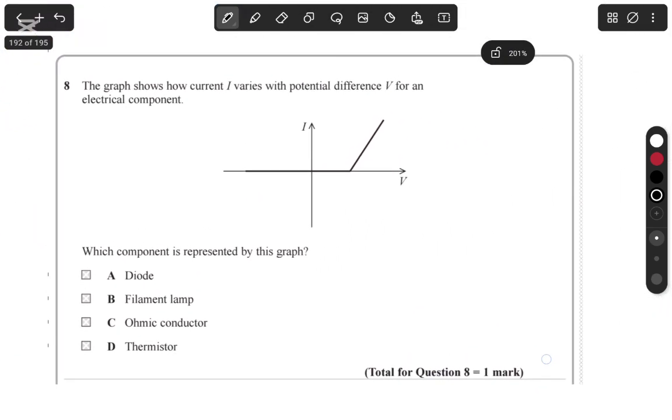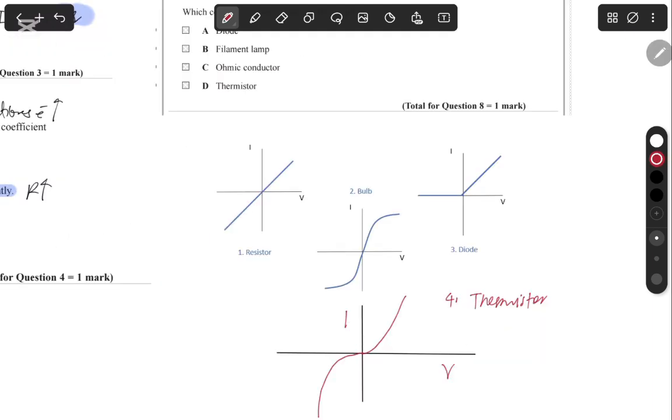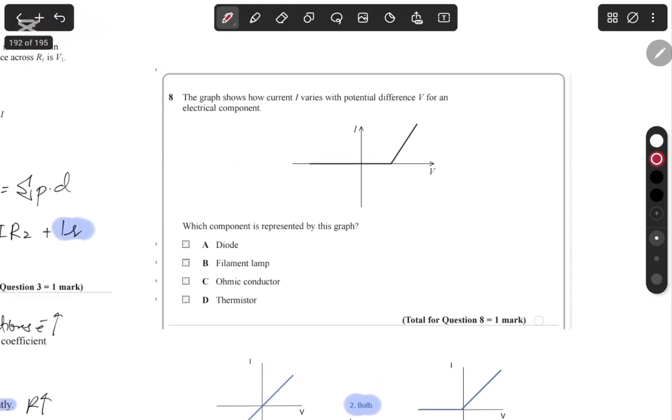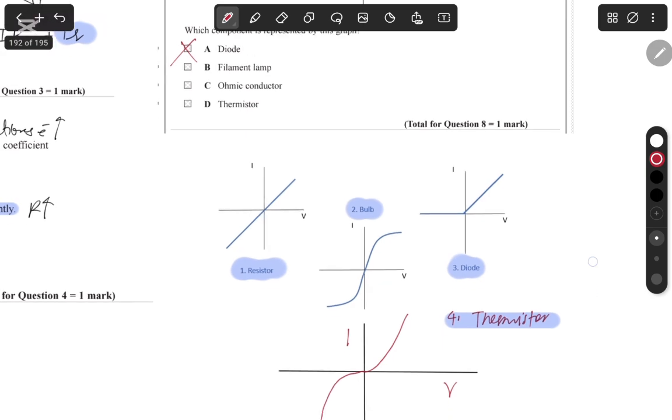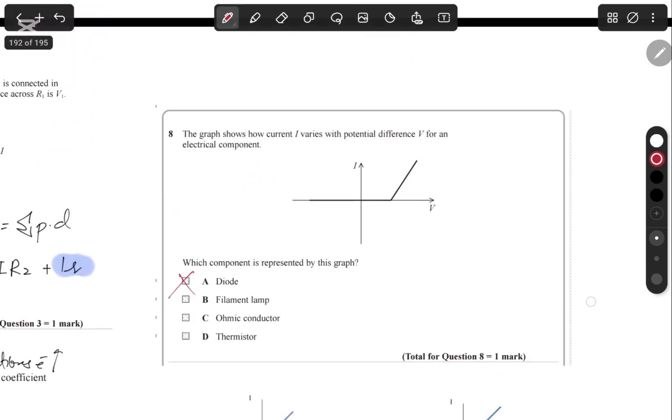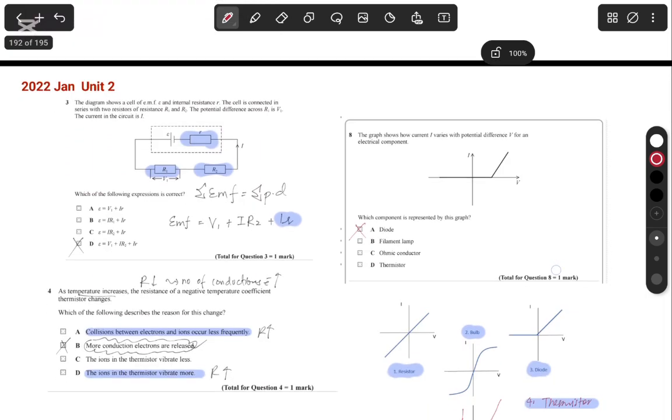question number 8. This is actually a really easy question. So here I have all the graphs. This is an ohmic conductor graph. This is a filament bulb or the filament lamp graph. This is a diode graph, and this is a thermistor graph. And we can easily see that this matches diode. So this is going to be diode. This is a bit more of just a memory based question. You should just know this. Okay. And yeah, so this was the answer of all of these three.